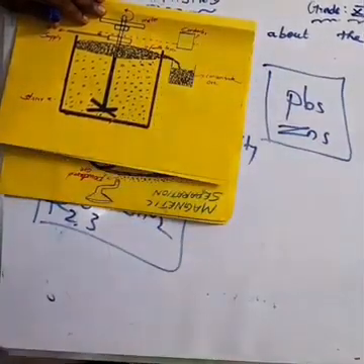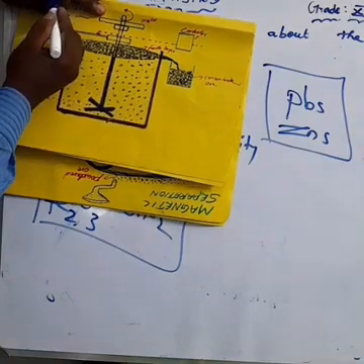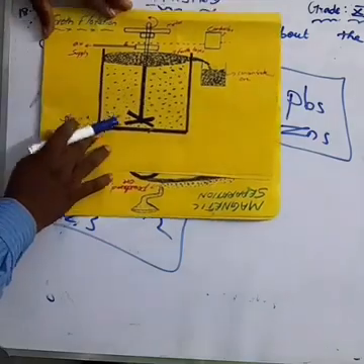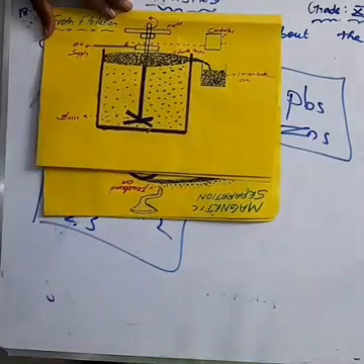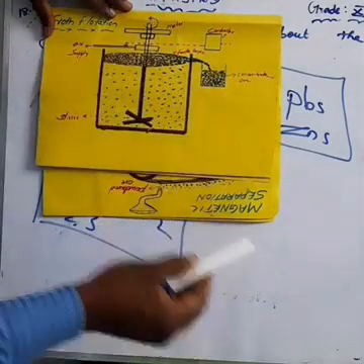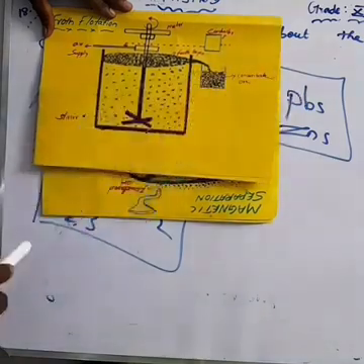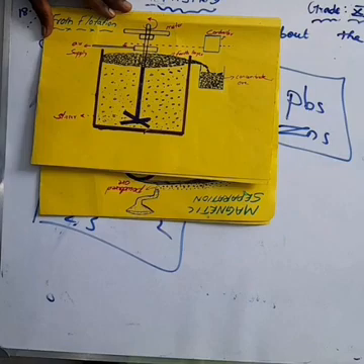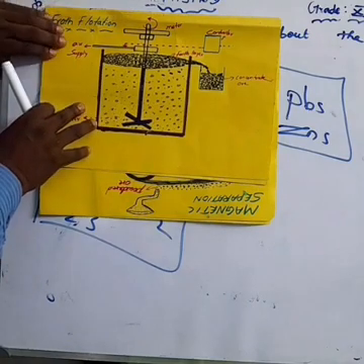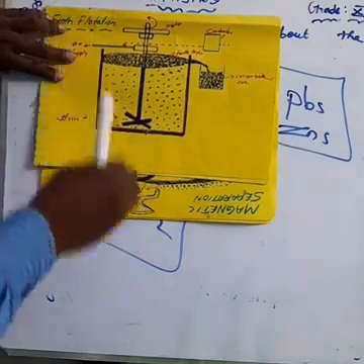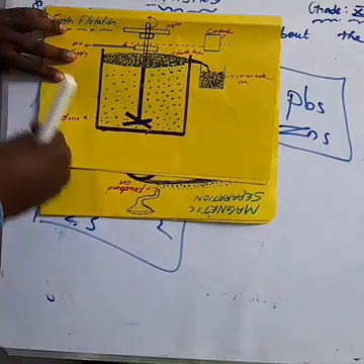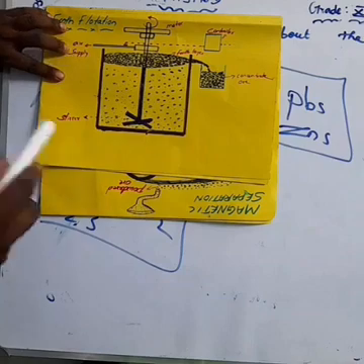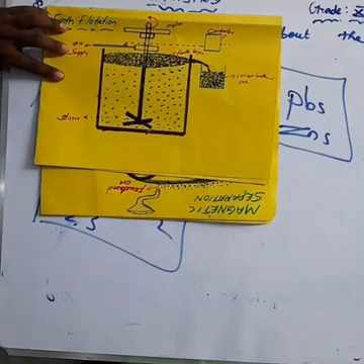In this method, the metallic ore particles which are preferentially wetted by oil can be separated from gangue. What is gangue? Impurities. Gangue means impurities. In this method, the metallic ore particles which can be wetted by oil can be separated from gangue.